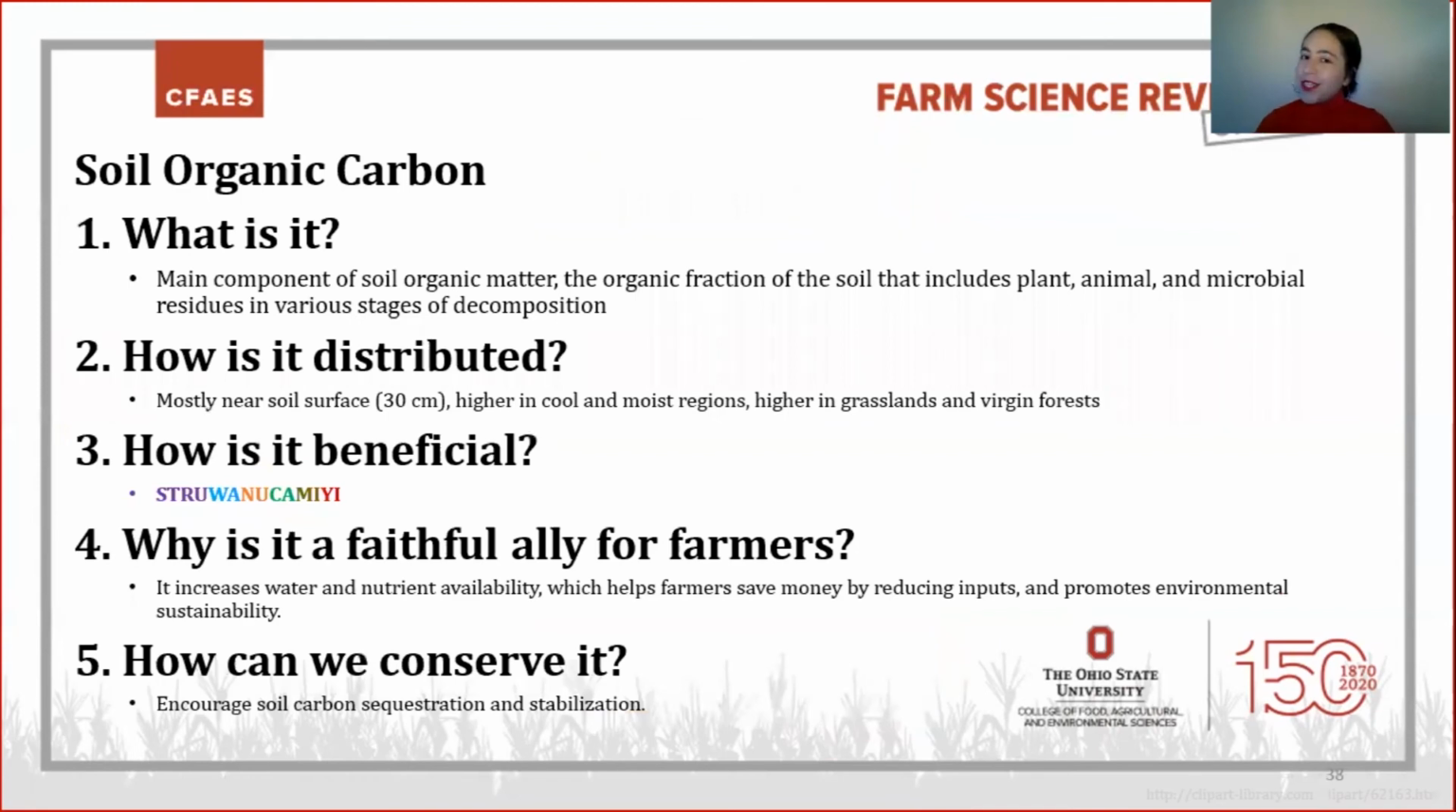So we've reached the end of the talk. So we're just going to review some basic points that I want you guys to remember. So soil organic carbon, what is it? It's the main component of soil organic matter, which is the organic fraction of the soil that includes plant, animal, and microbial residues in different stages of decomposition. How is it distributed? Most of it is near the soil surface, around 30 centimeters. It's higher in cool and moist regions and higher in grasslands and verdant forests.